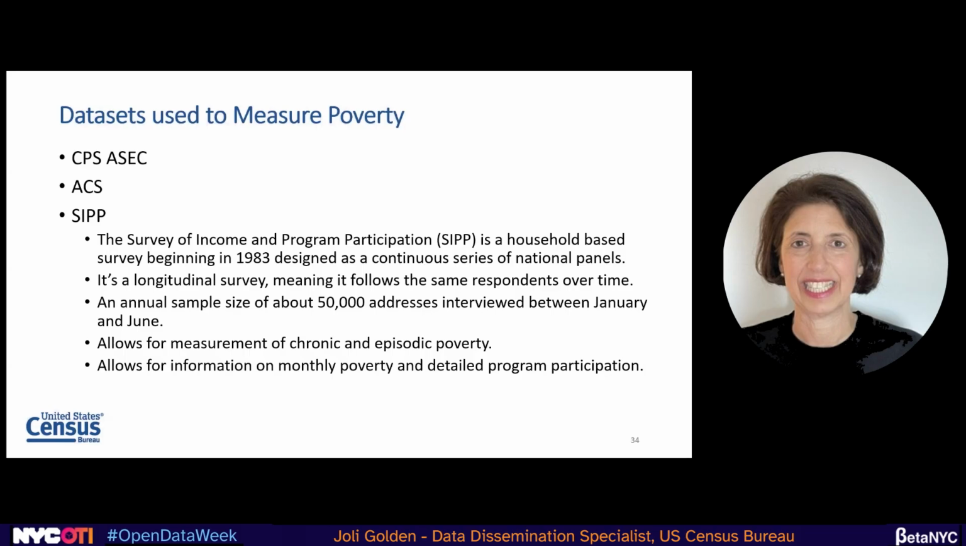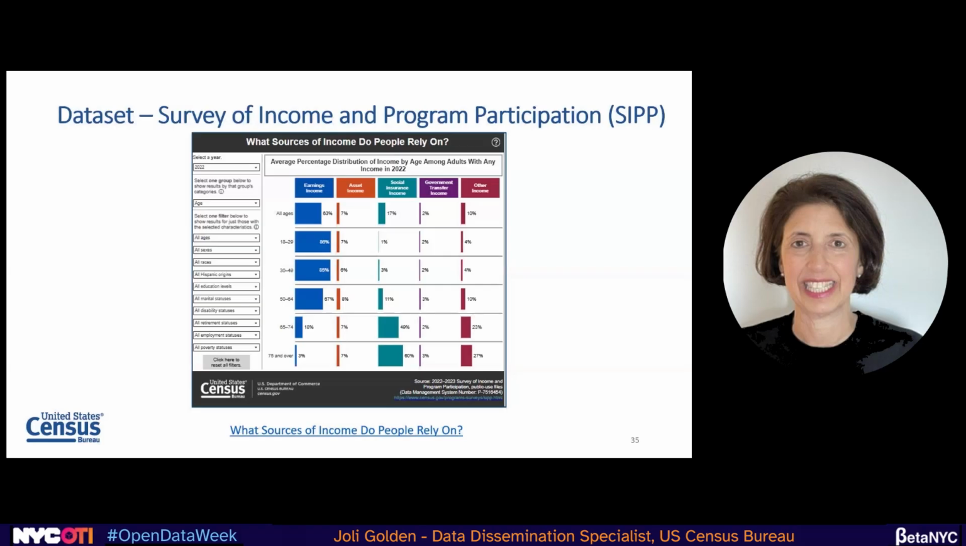So that's SIPP. And I'm showing here, but I'm not going to demonstrate this one because I want to get you into data.census.gov. I'm showing a SIPP data visualization where you can select and look at the average percentage distribution of income by age among adults with any income. And you can also select a number of filters to filter this SIPP data. So the latest data is from 2023 for SIPP.